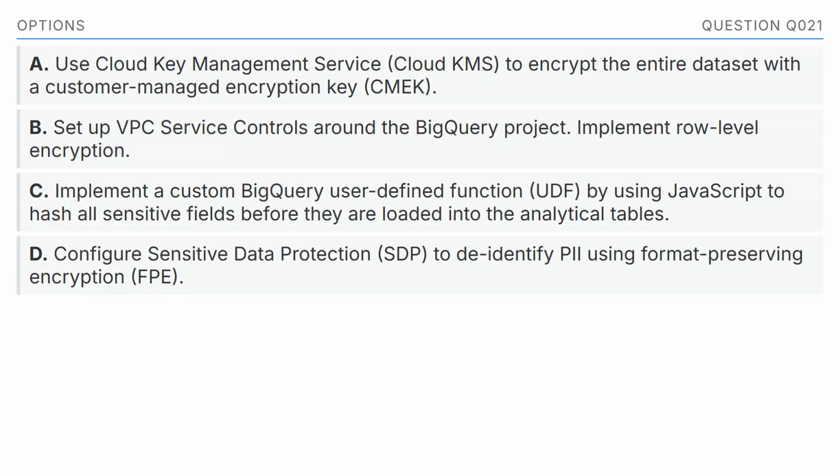The options are: Option A, use Cloud Key Management Service, Cloud KMS, to encrypt the entire dataset with a customer-managed encryption key, CMEK. Option B, set up VPC Service Controls around the BigQuery project. Implement row-level encryption. Option C, implement a custom BigQuery user-defined function, UDF, by using JavaScript to hash all sensitive fields before they are loaded into the analytical tables. Option D, configure sensitive data protection, SDP, to de-identify PII using format preserving encryption, FPE.